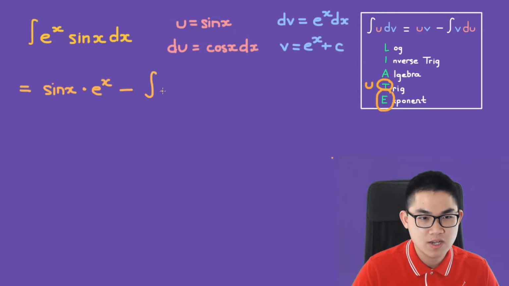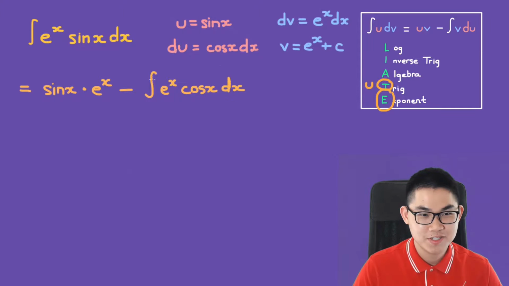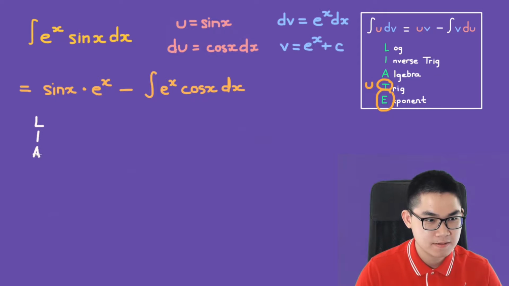So v is also e to the power of x, and you ignore the c, and we have du. And du is cosine of x dx. And to solve this integral, we have to use integration by parts again. So looking at our acronym, LIATE, we have an exponent, right? We have an exponent, and then we also have trigonometry.